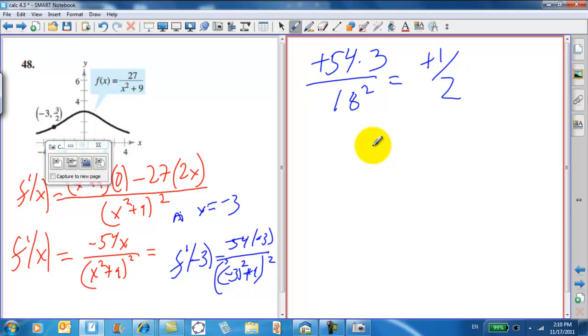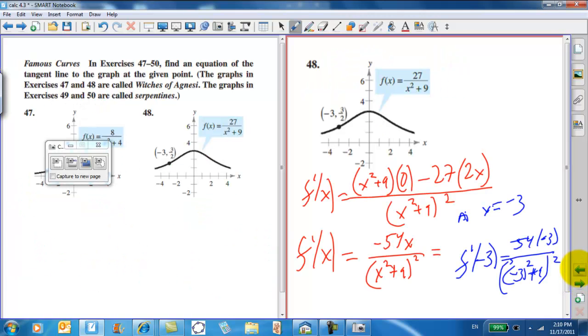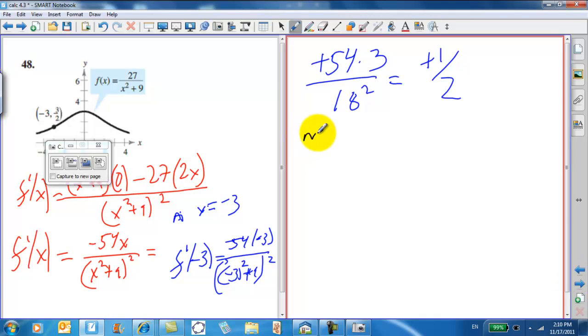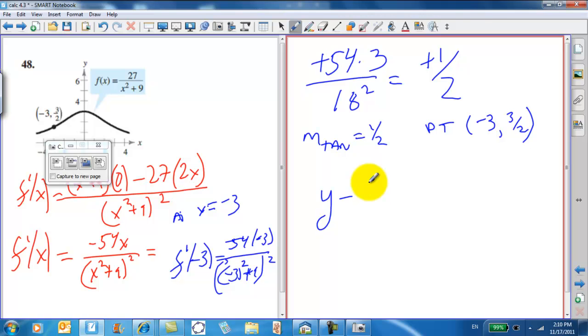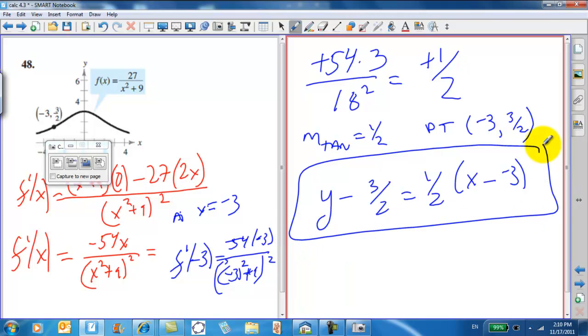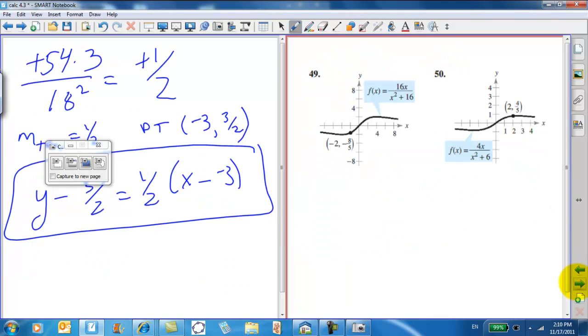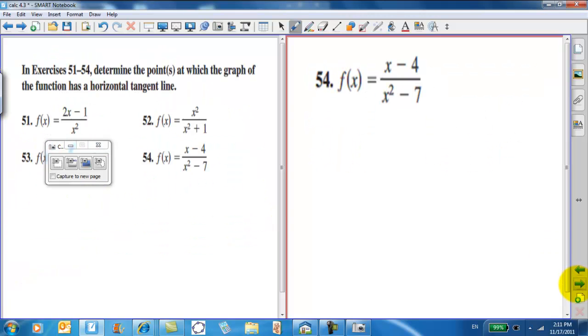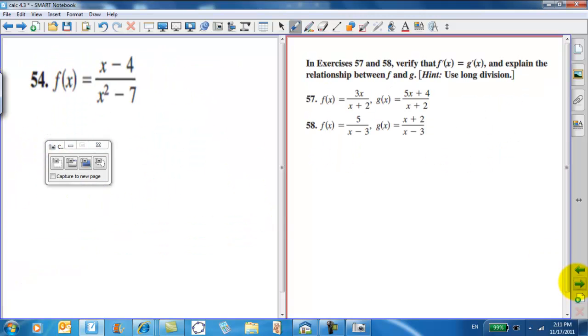And now to come up with the actual equation, I think we want the whole equation. It said, find an equation of the tangent line. So we've got the slope of the tangent line is a half, and a point on the tangent line is negative 3 comma 3/2. So we can just use point slope. y minus 3/2 equals a half times x minus negative 3. And you're done. As point slope, it's plenty acceptable. Now, you might have to rearrange it for the particulars in what you're doing.